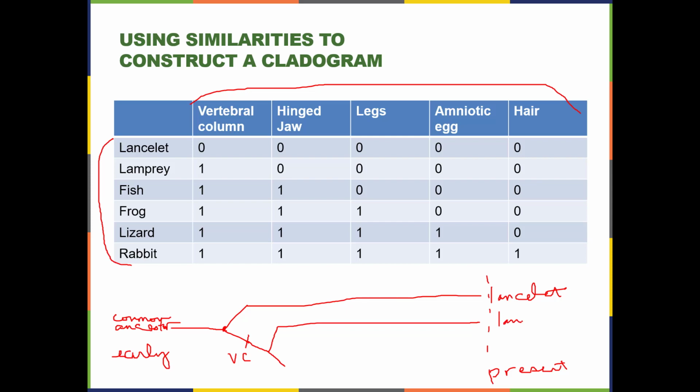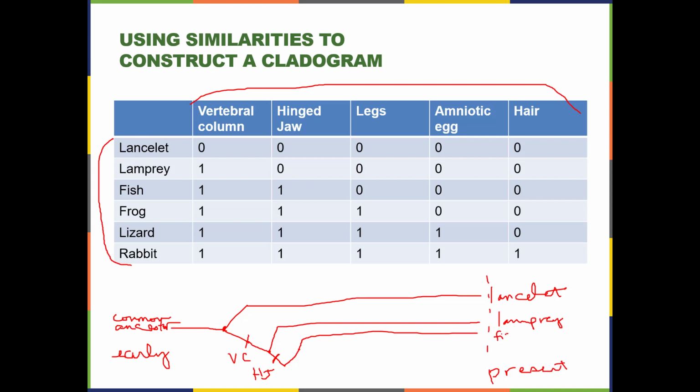So lamprey got vertebral column, and then it didn't get anything else. So at that point, you can branch off another split, and that's going to be lamprey. I'm going to run out of space, aren't I? Okay, so from the common ancestor, if we follow the path to lamprey, lamprey picks up a vertebral column, and then that's it. Just trace it. Okay, what's next? Fish. Fish pick up a vertebral column, and the next trait is going to be hinged jaw.